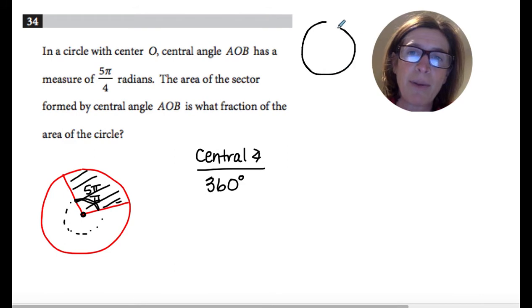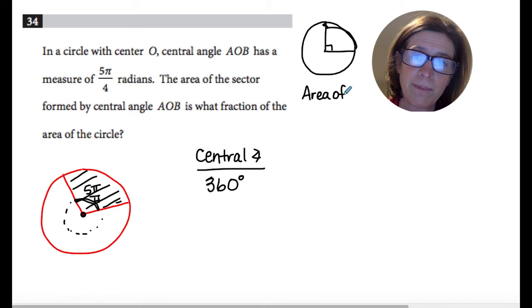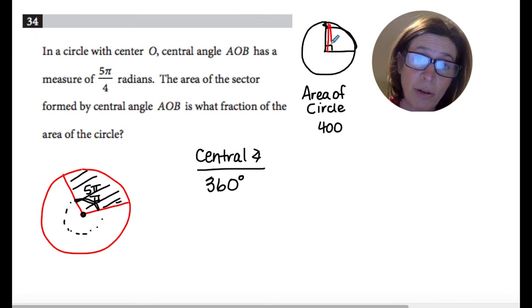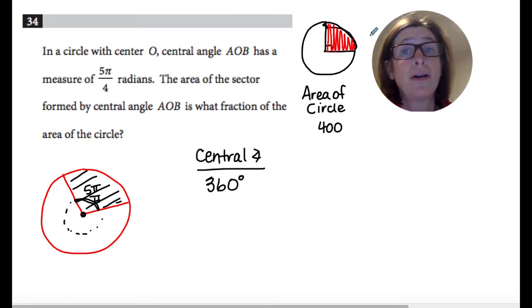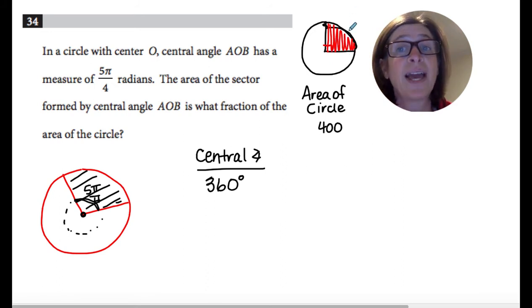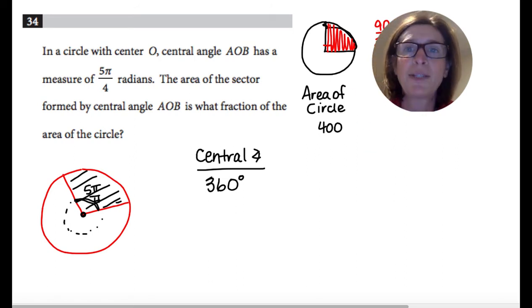Let me just give you an example. If this were a right angle right here, and I told you the area of the entire circle was 400, and I asked you for the area of this piece of the circle, the sector, I hope you see that it would be 1/4 of the circle. Why? Because this is a 90-degree angle, and it's a fourth of 360. If you put 90 over 360, that's 1/4 of the whole circle. So that's what's happening here.